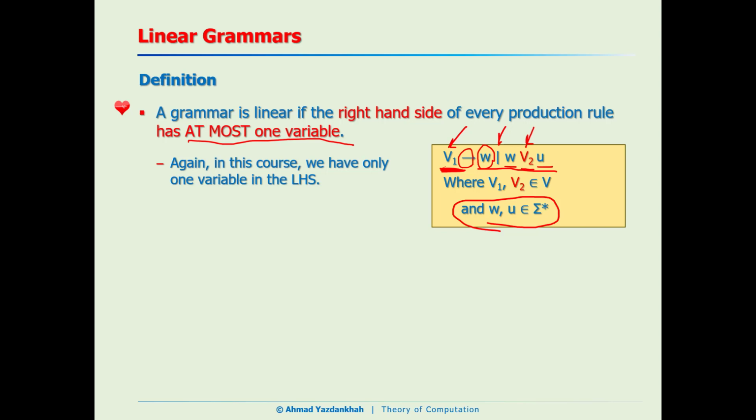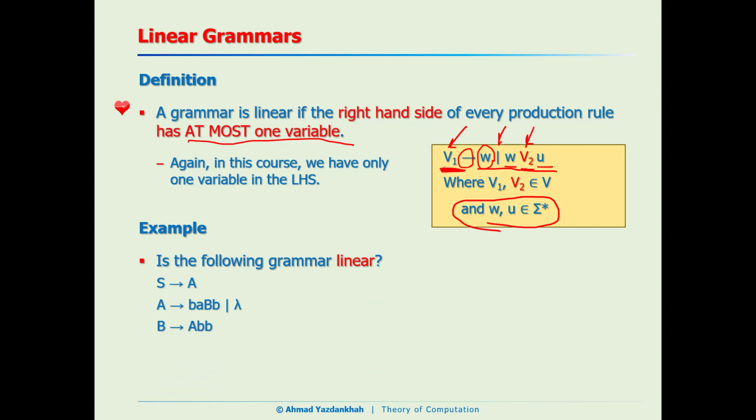Okay, so here is an example. Is the following grammar linear? Yeah, on the left side, definitely we always have one variable. On the right-hand side here we have yes, yes, and yes, and yes. So 0, 1, 1, and 1. So we would say yes, it is a linear grammar.